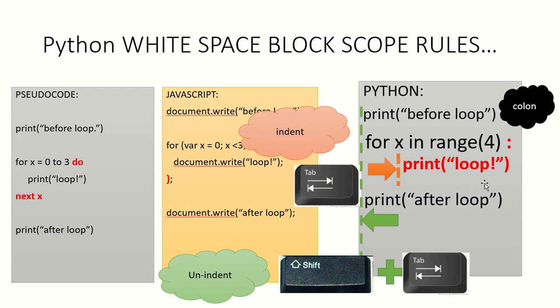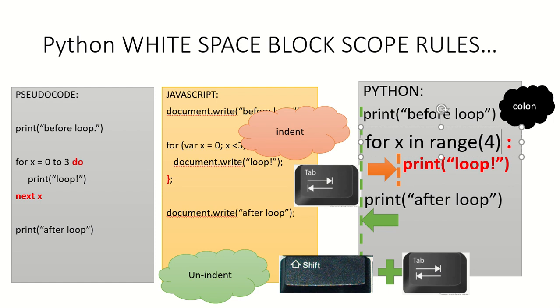And that automatically will now unindent the command again. Shift and Tab together, unindent, and it will pull the command back to the left-hand margin. So to summarize, print before loop is not in the loop. The for x in range 4 is our loop command, which needs the colon.